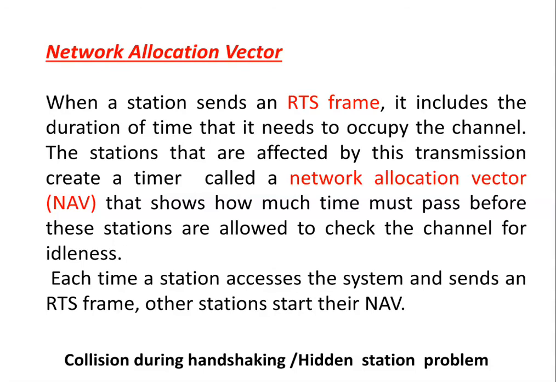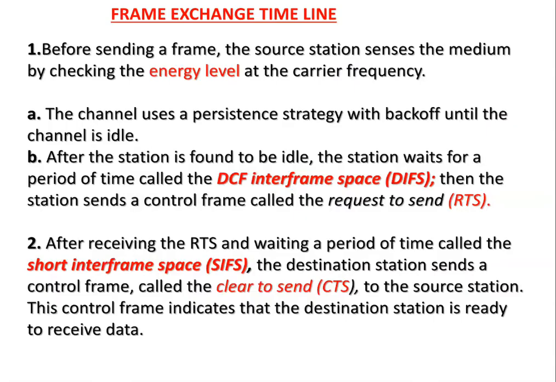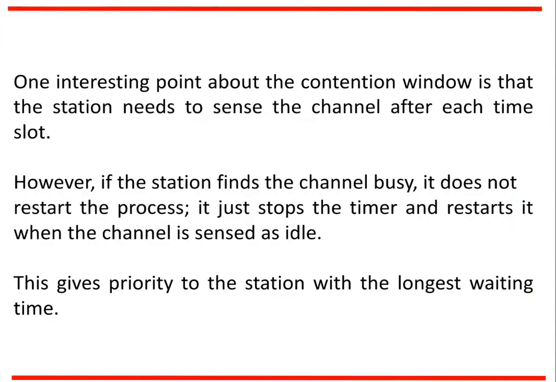In addition to that, if there is no CTS, that gives an indication that there is a collision during the handshaking process. And there is a hidden station problem, which can be avoided by using RTS and CTS. Because of CTS, all the nearby stations get to know that there is one hidden station which is already using the medium, so that the other stations are refrained from sending. So the hidden station problem will be overcome.